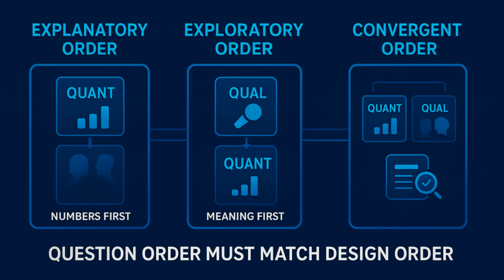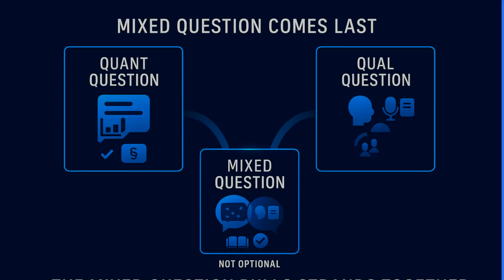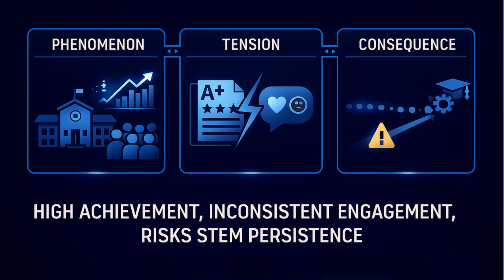Explanatory designs begin with quantitative questions. Exploratory designs begin with qualitative questions. Convergent designs place both questions side by side. In every design, the mixed question comes last because it is the question that pulls the strands together. It is not optional. It tells the reader how the findings will be integrated and what knowledge will emerge from their combination. To make this concrete, imagine an explanatory sequential design.